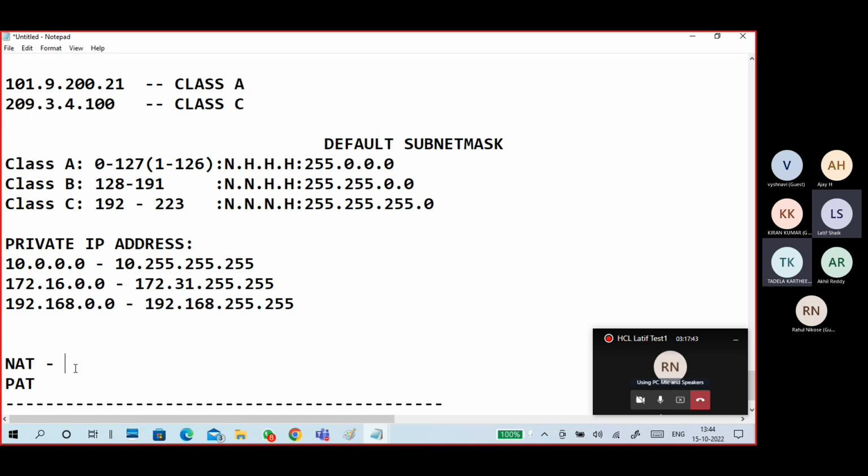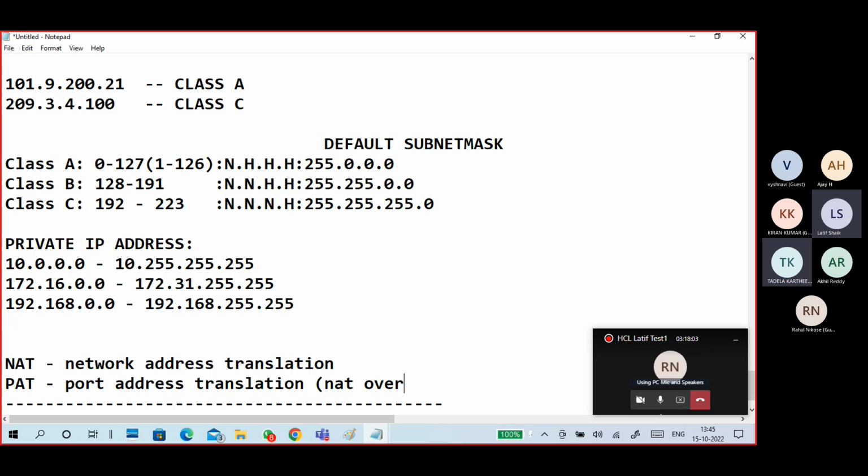Our work is not finishing, but people are getting also. Network address translation, port address translation in brackets, is also called NAT overload.